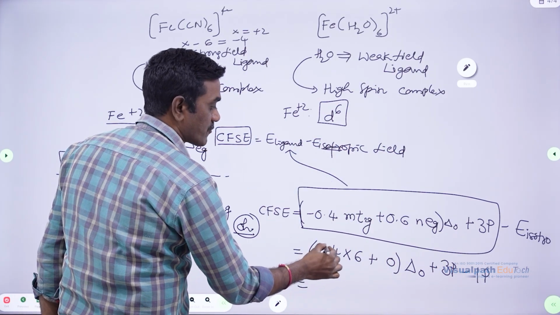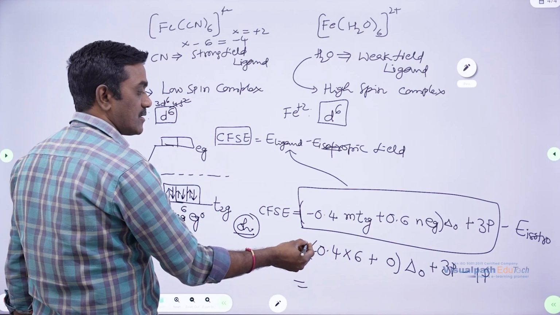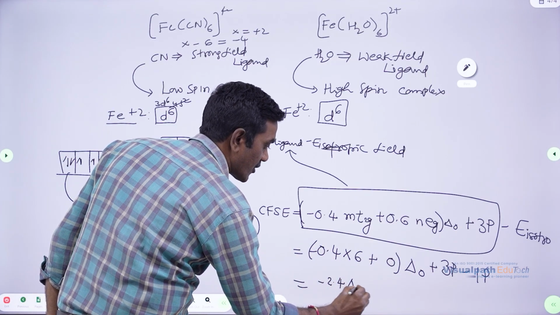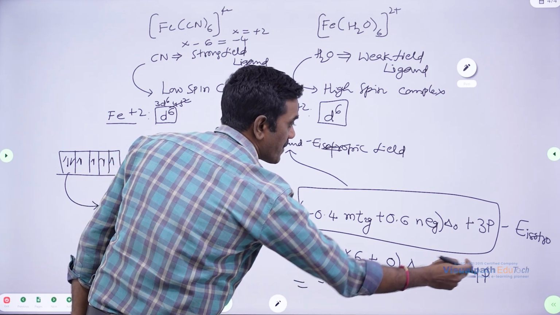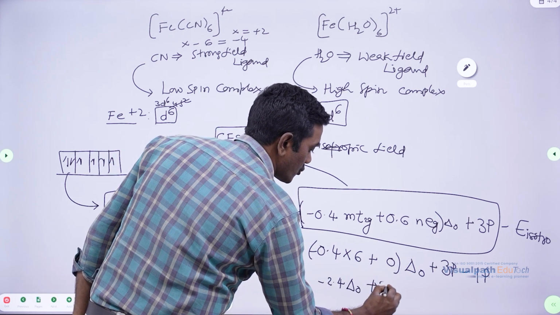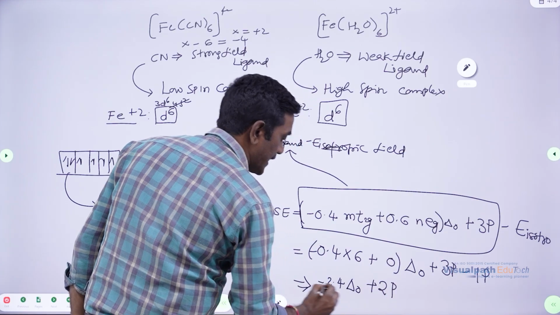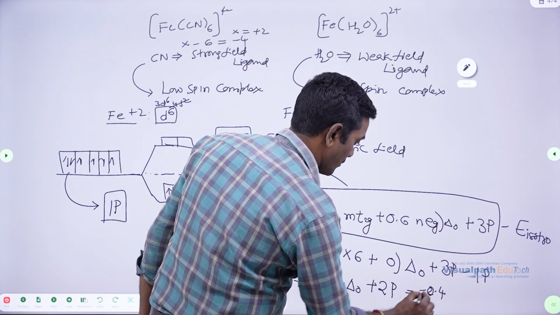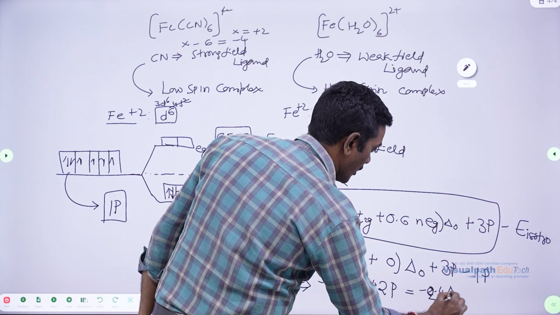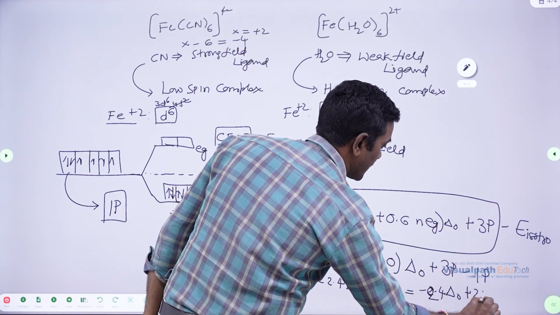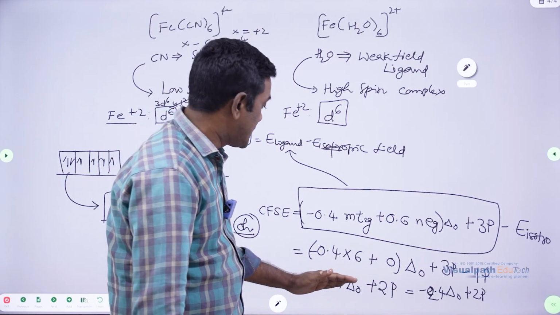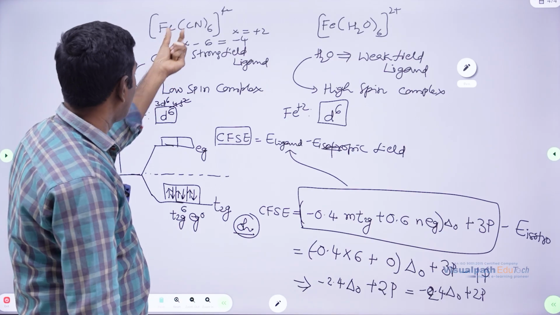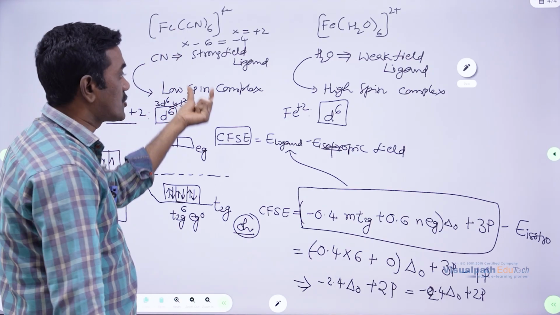So now minus 4 into 0.4 into 6, minus 2.4 delta naught plus 3p minus 1p, so 2p. So overall it is going to be minus 2.4 delta naught plus 2p. So this is the CFSE for the octahedral complex of d6 in a strong field.